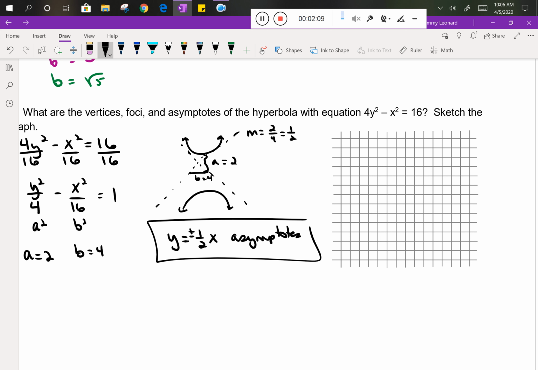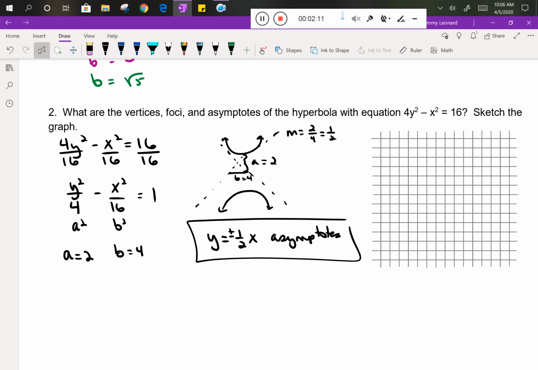All right, c will help us figure out where the foci are. And the formula for finding c is the straight Pythagorean theorem. So a squared plus b squared equals c squared. Well, we already have a squared and b squared in the formula, so we know that c squared is 20, and c is the square root of 20, or 2 root 5.